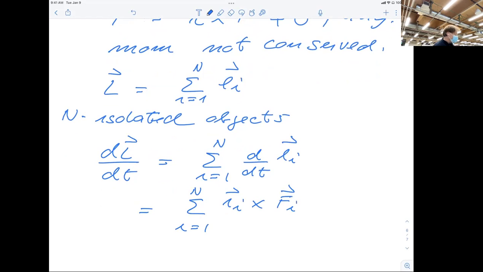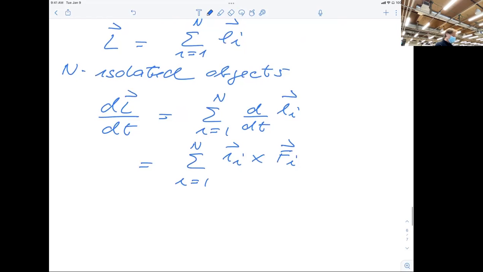Now, if these are internal forces only, so we have isolated objects, and normally when we say we have isolated objects, we mean normally that we have only internal forces. That's another way of saying that we have internal forces only. So if you're given a system of isolated objects, it means that they're just interacting among themselves, unless you specify these objects moving in some external potential, but then they are no longer isolated.